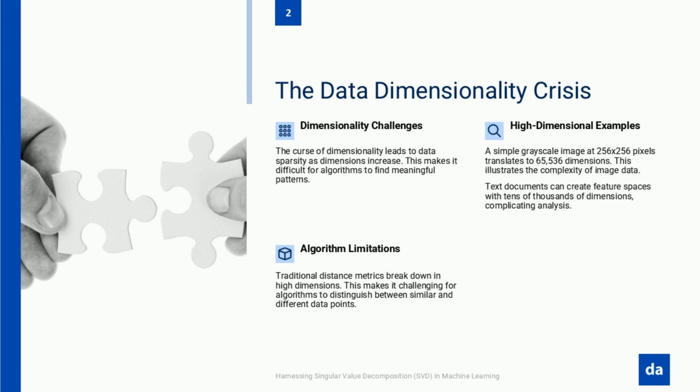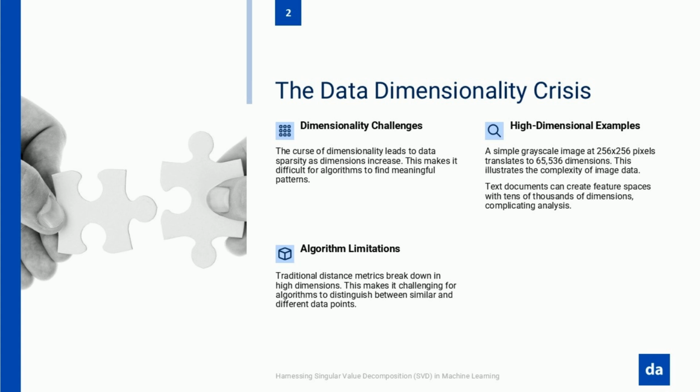The problem is that as dimensions increase, the volume of the space expands exponentially. Imagine a cube in 3D space. Now imagine that same cube in 100 dimensions. The volume becomes so vast that data points, no matter how numerous, become incredibly sparse. This sparsity creates a fundamental challenge for machine learning algorithms that depend on finding patterns in dense data distributions.